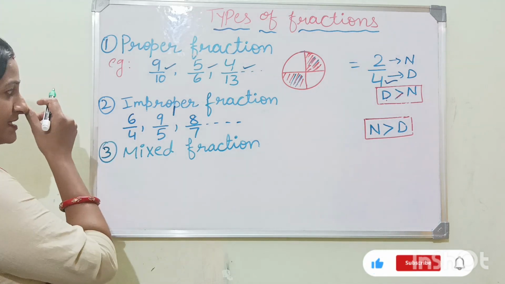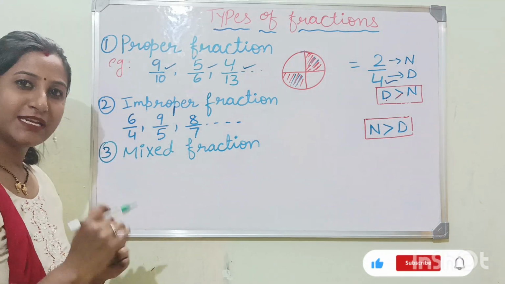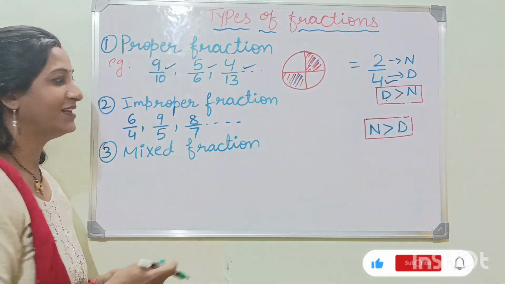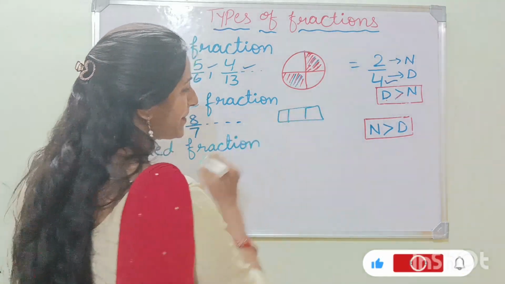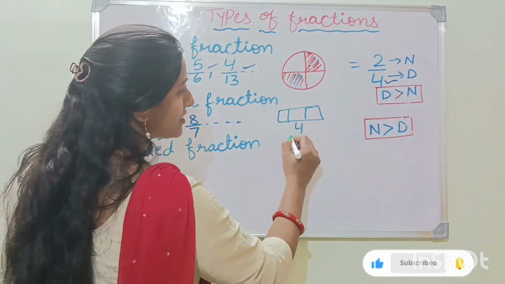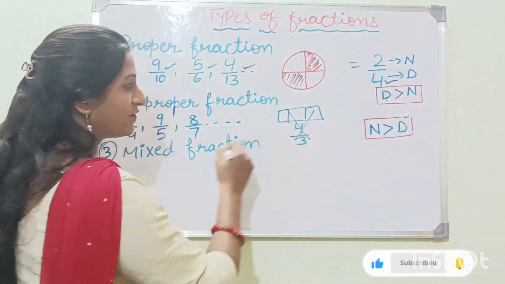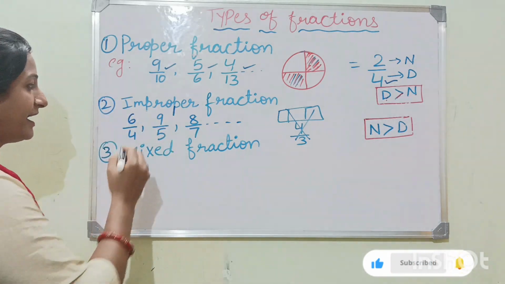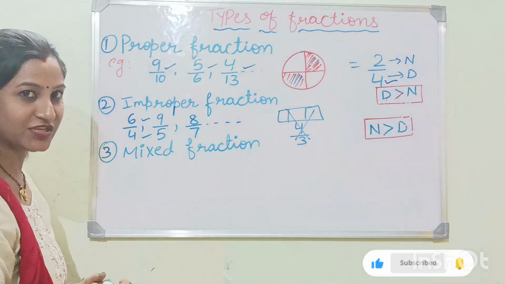So the next one is improper fraction. Improper means it is not proper. Is it possible to take 10 marks out of 3? No, you can't. Suppose this is a rectangle divided into 3 parts. Can you take 4 parts out of 3? No. It is an improper fraction. So whenever you see n is greater than d, it is an improper fraction.